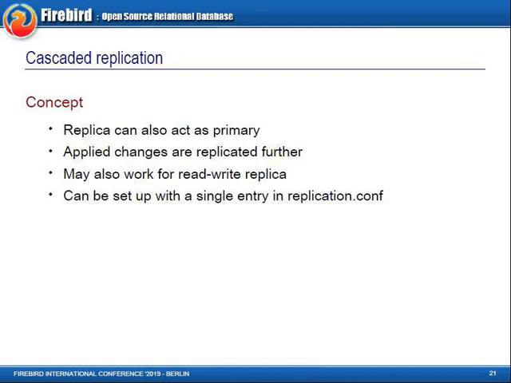Another option is cascaded replication. You just set up a replica to also act as a primary database. So we have some primary database, all the changes are replicated to the replica side, and then at exactly the same moment, they are replicated further to some third database.